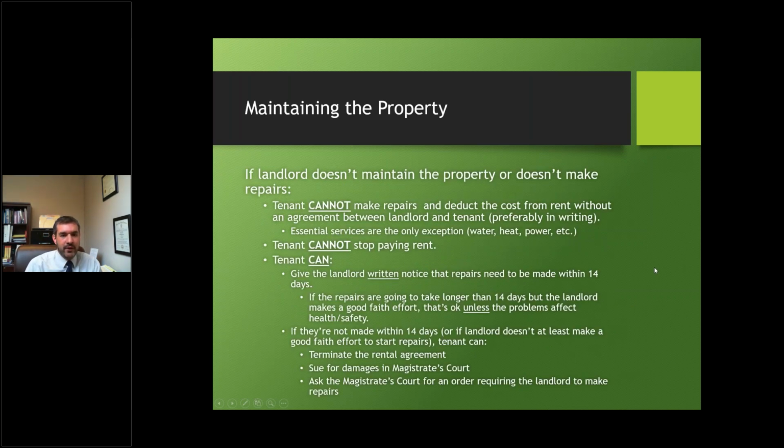So we talked a little bit about this in response to that last question. If the landlord does not maintain the property or does not make repairs that it's supposed to make, again, don't make the repairs yourself and deduct it from the rent. Now, the landlord and tenant can agree that the tenant will make the repairs, but you'd want to have that agreement in writing so that there's no dispute down the road.